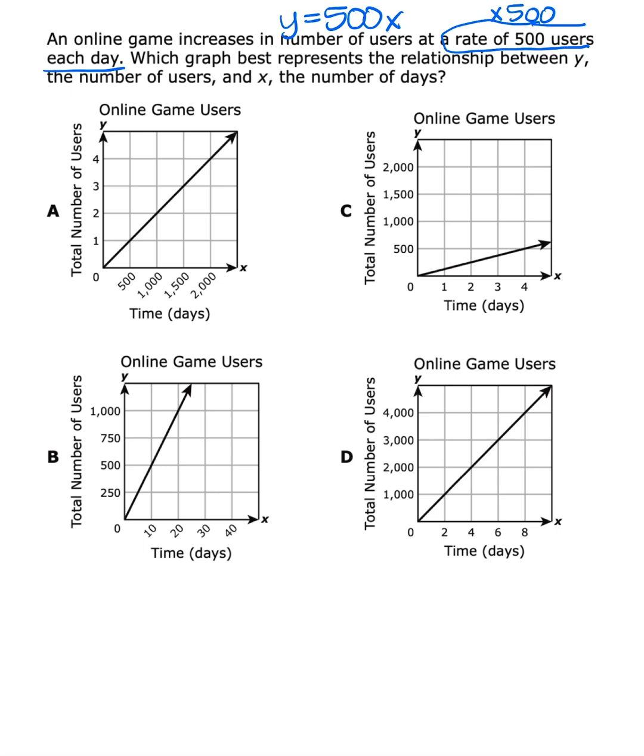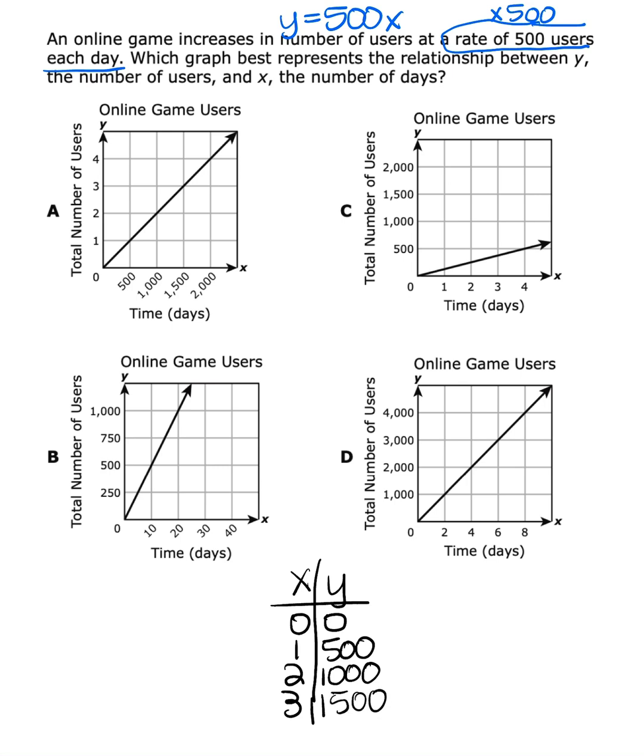And so I can make my XY table. We always make an XY table to check for a graph. So 0, 1, 2, 3. And so if I plug in 0, if there are no days, then there would be no users. So 0, 0. And then I have 1 day is 500 users. 2 days is 1,000. And 3 days is 1,500.